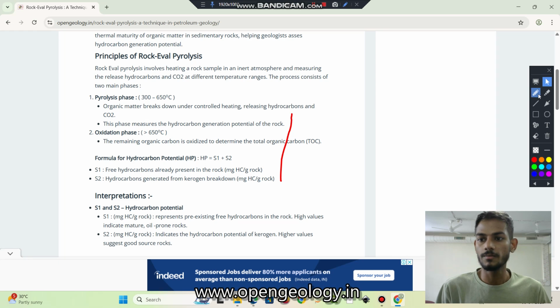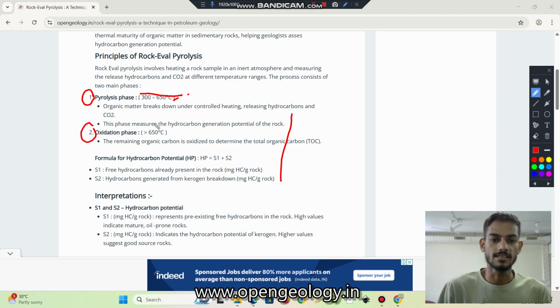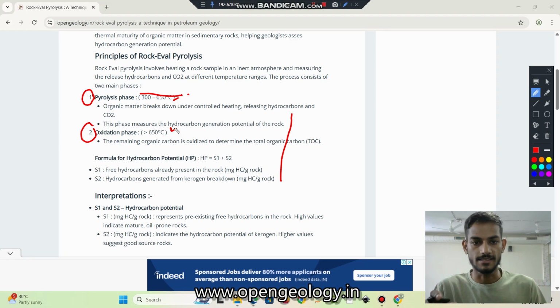Rock level pyrolysis involves the heating of the sample. So we do heating and certain things will happen. There are two phases when we heat organic material or the rock. The first phase is the pyrolysis phase, which happens from 300 degrees to 650 degrees Celsius, and the other one is above 650 degrees Celsius.